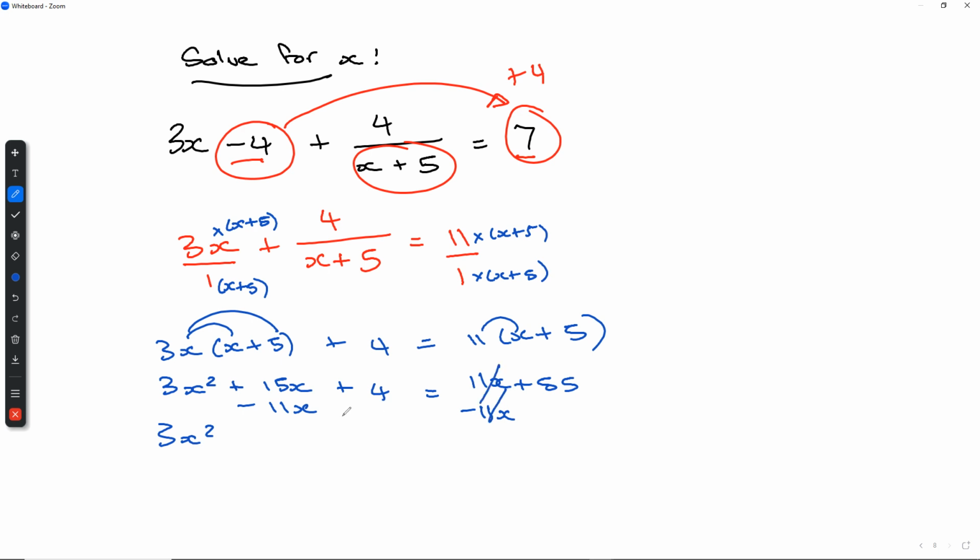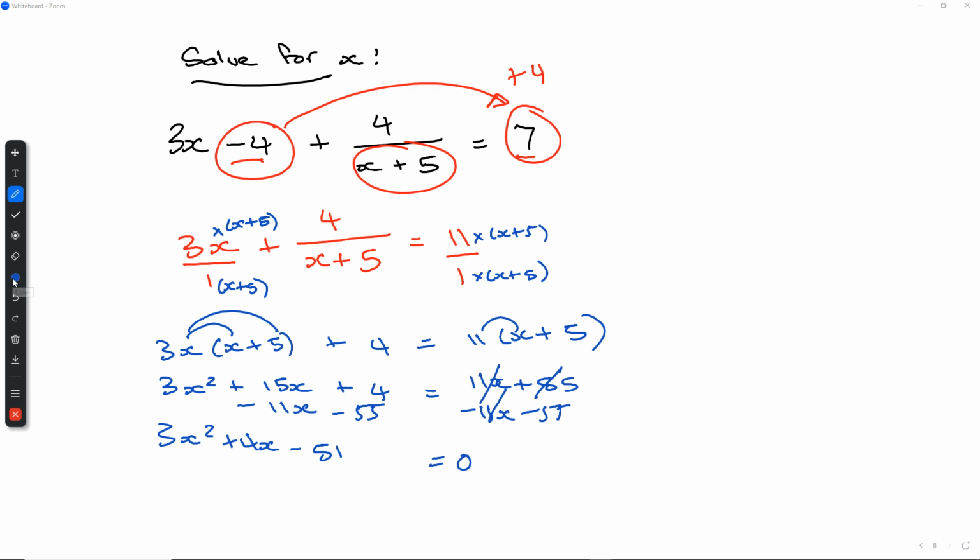Canceling this out. And I'm going to subtract 55 on both sides of the equation as well, making the right-hand side 0. 15 minus 11 is 4, so that comes to 4x. And then 4 minus 55 is minus 51. And so this is going to be finalized here, on the left-hand side, it's going to be that.